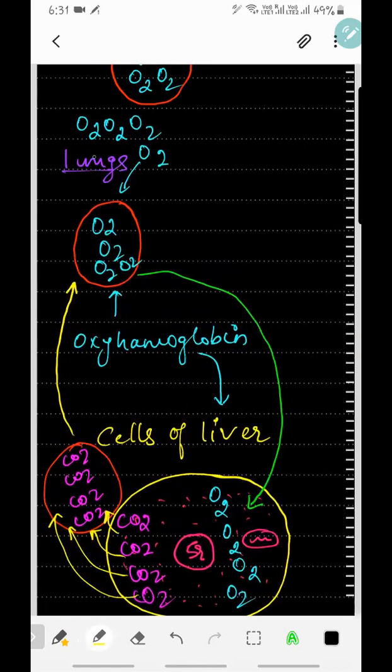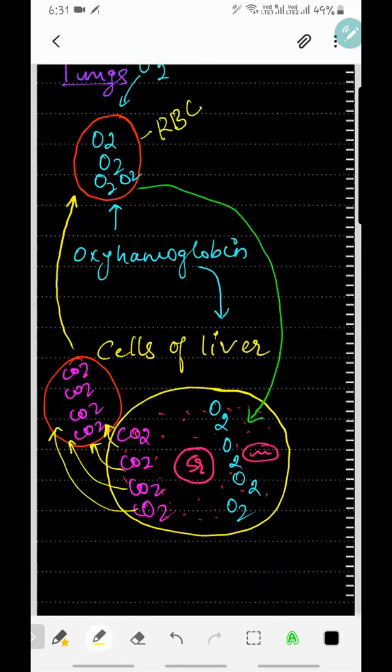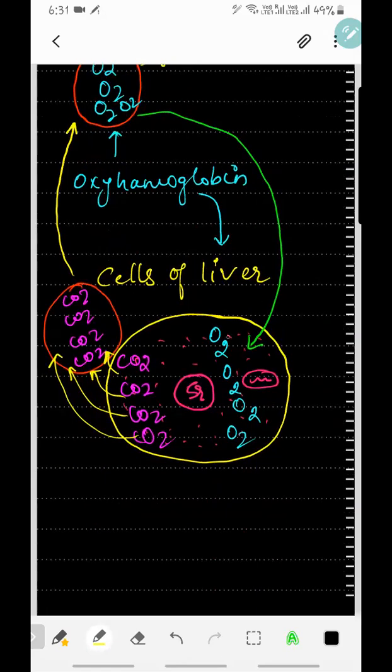Again I'll repeat that there is a lungs. In lungs we know that oxygen is there. Now oxygen is getting loaded. Loaded means completely packed in RBC. Now RBC is traveling back to the example I have taken, cells of liver, where they're delivering the oxygen, and when the cell functions or does metabolism, carbon dioxide will be generated as a waste.